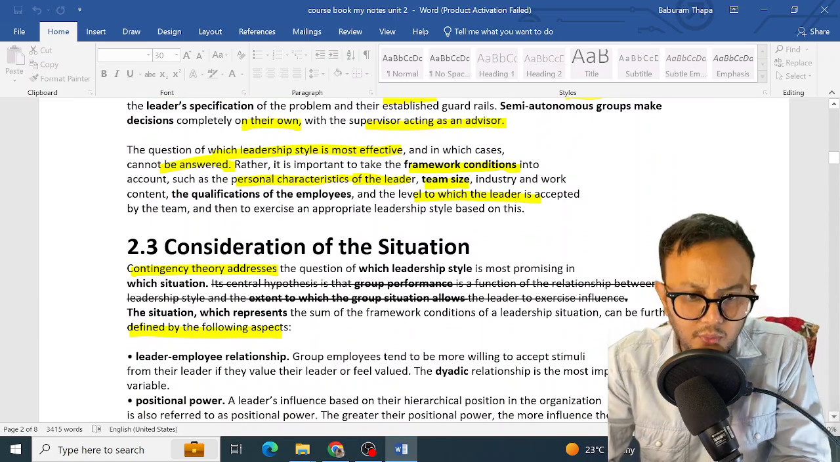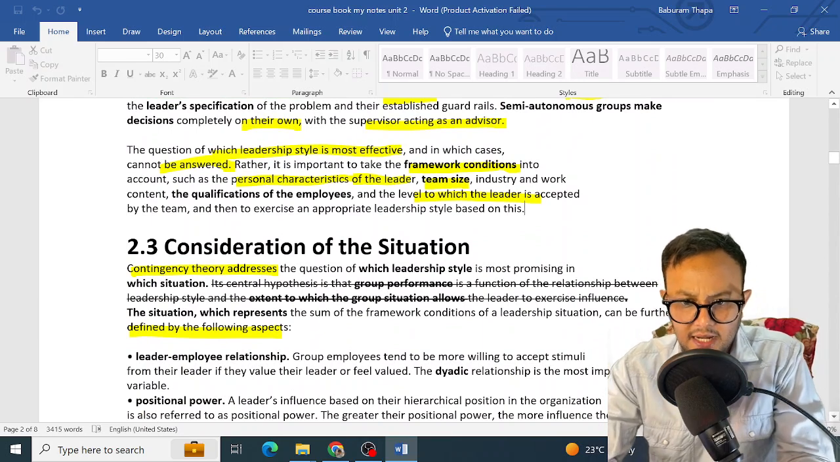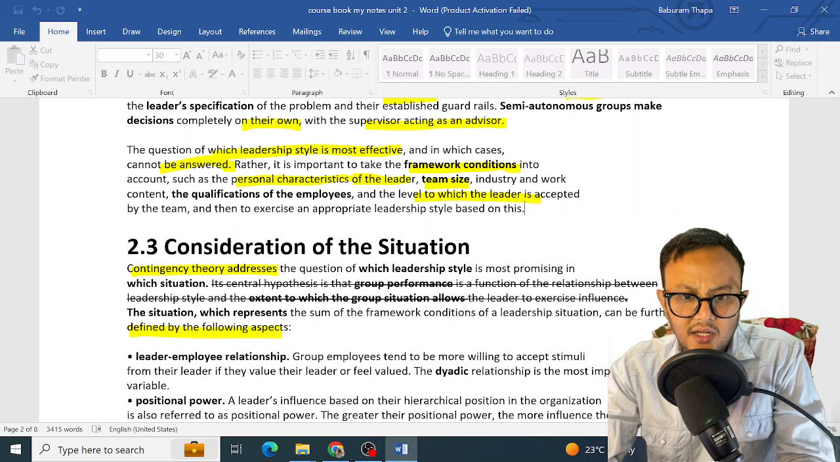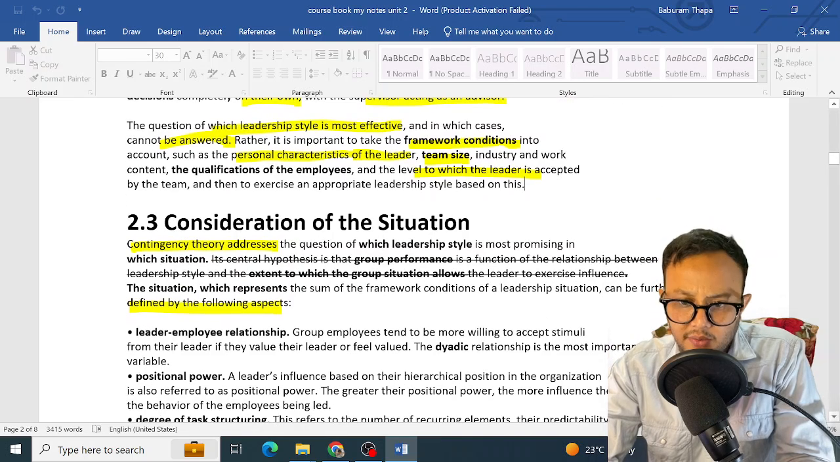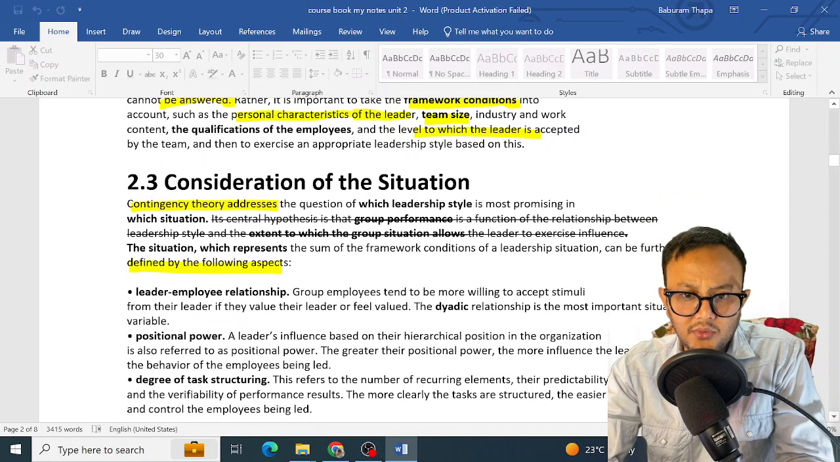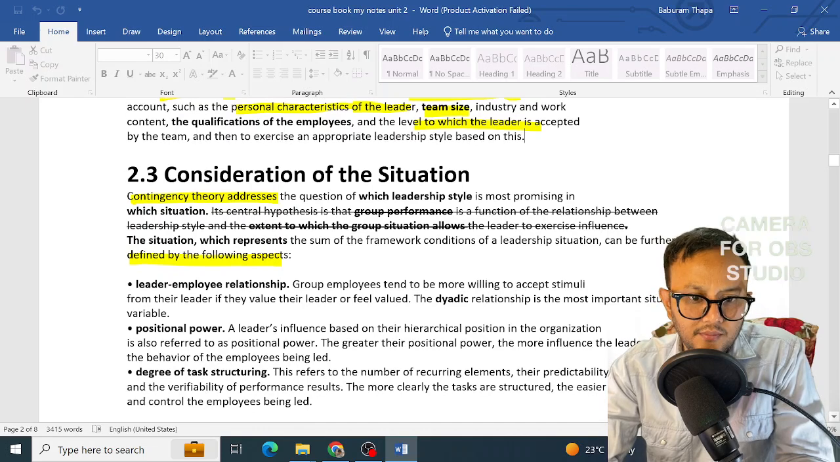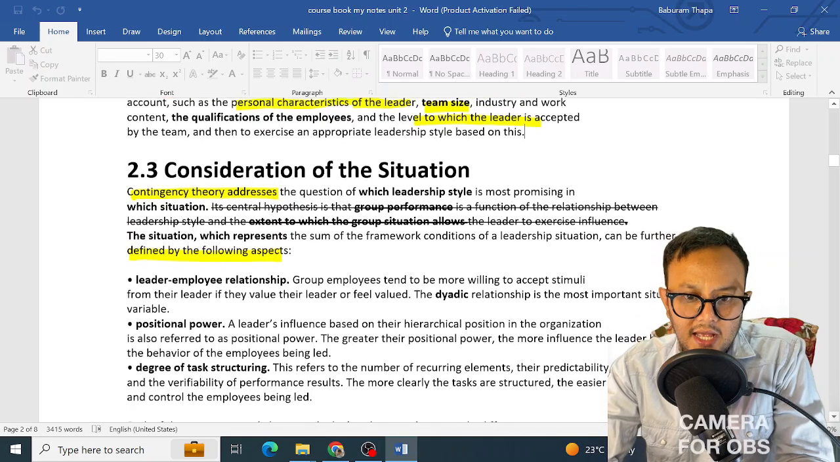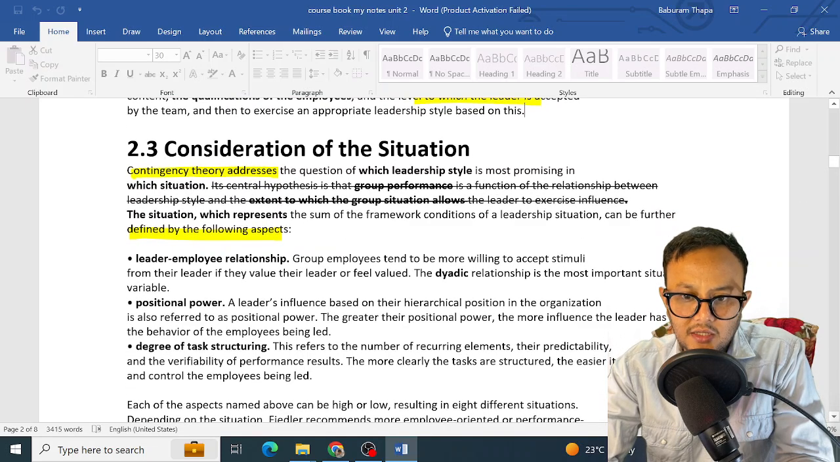Okay, the question of which leadership style is most effective and in which cases cannot be answered. Rather, it is important to take the framework conditions into account, such as the personal characteristics of the leader, team size, industry, and work content, the qualification of the employee, and the level to which the leader is accepted by the team, and then to exercise an appropriate leadership style based on this.